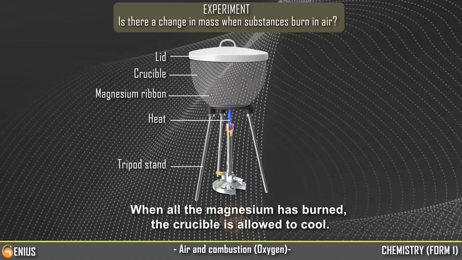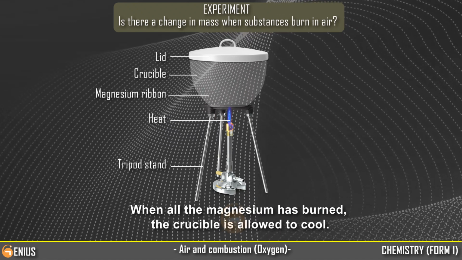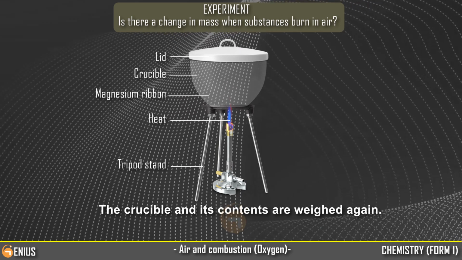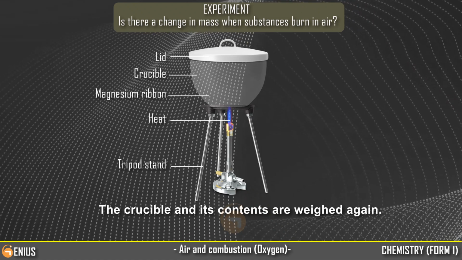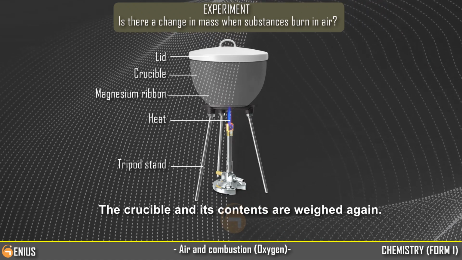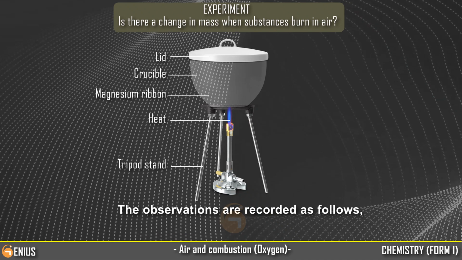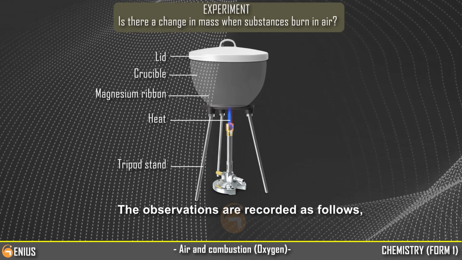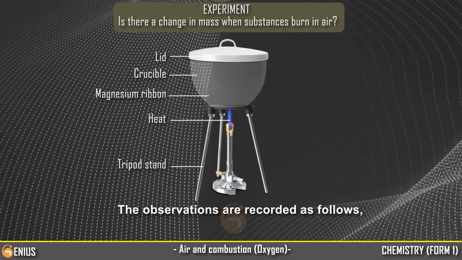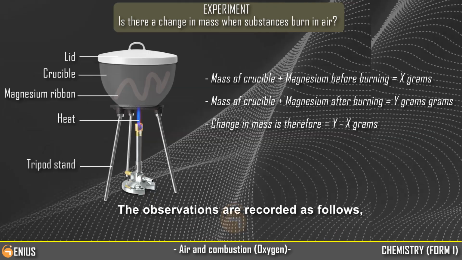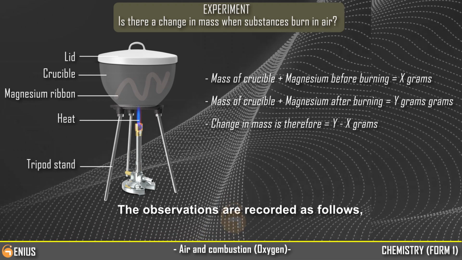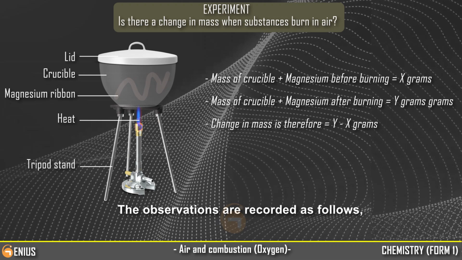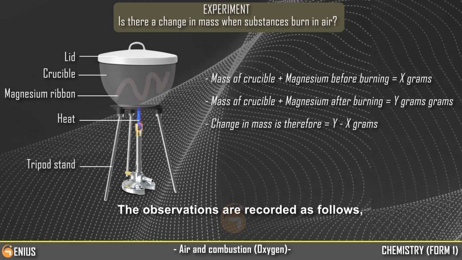When all the magnesium has burned, the crucible is allowed to cool. The crucible and its contents are weighed again. The observations are recorded as follows. Mass of crucible plus magnesium before burning. Mass of crucible plus magnesium after burning.